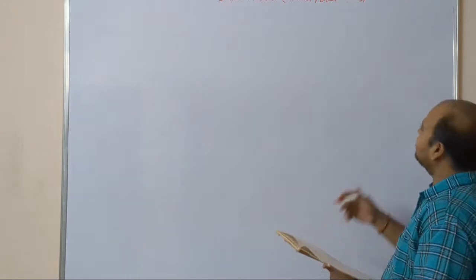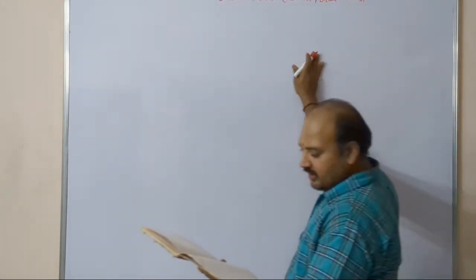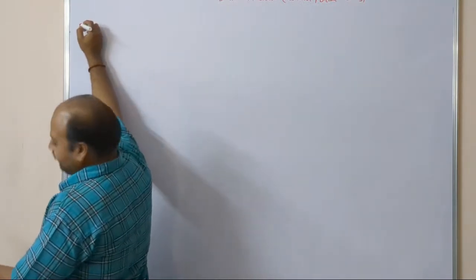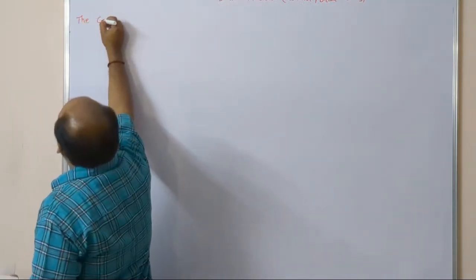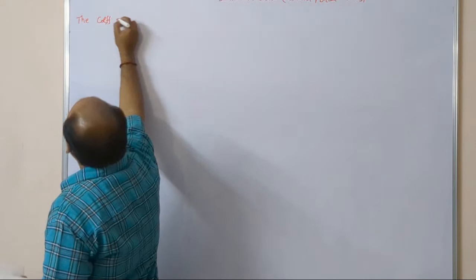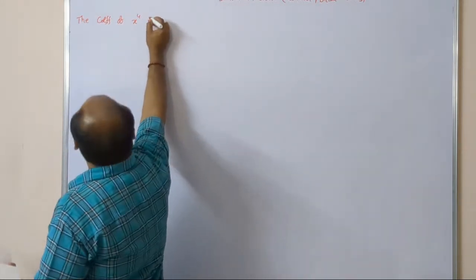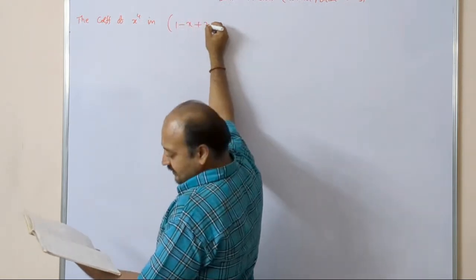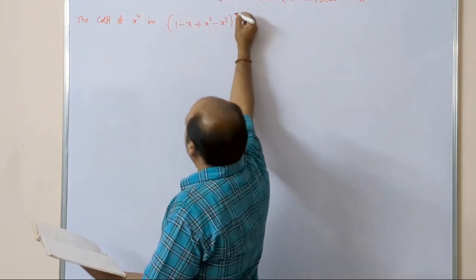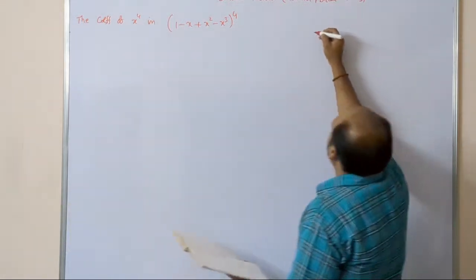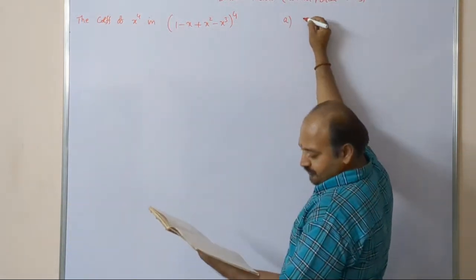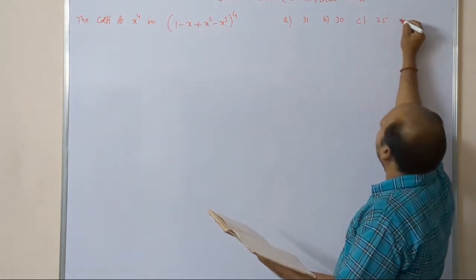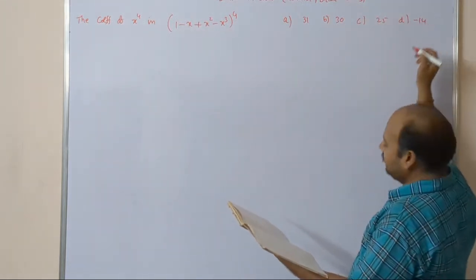Yeah, you can practice one question. Okay, this type of question also, one I will explain, one I will do for homework. The coefficient of x power 4 in the expansion of 1 minus x plus x square minus x cube whole power 4. Options: 31, 30, 25, minus 14.